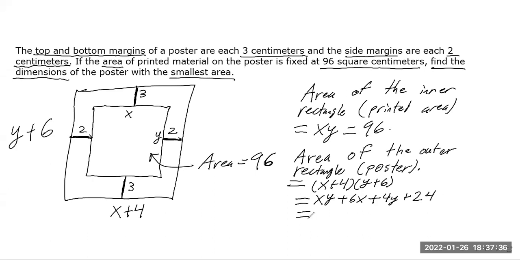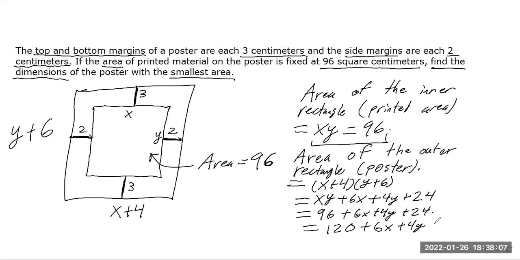Now, luckily, we don't even have to stop there, because what we have is right here. X times Y is equal to 96. So what can I do with this first term? I can just replace it with 96. Then, okay, well, add that together. And the area of the poster in terms of X and Y is the following.